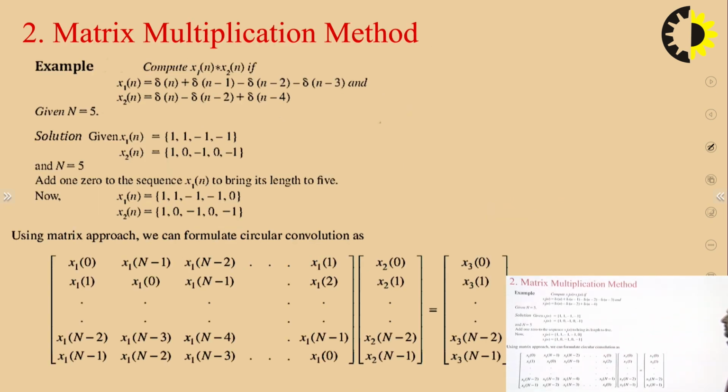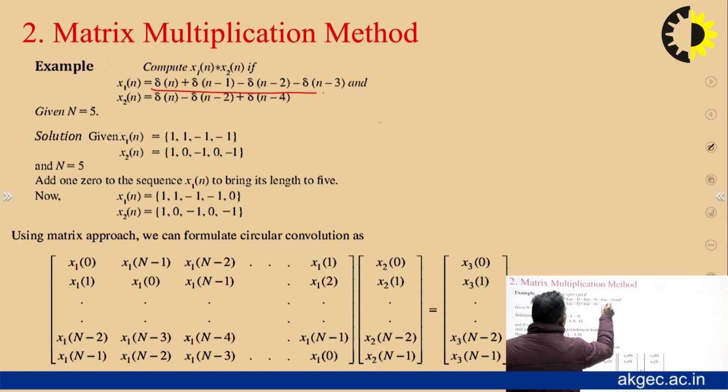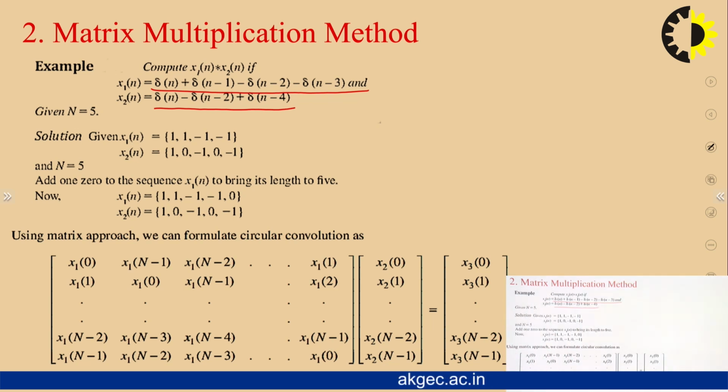Okay, the second method is the matrix multiplication method. In this case we have two sequences, x1(n) equals delta(n) plus delta(n minus 1) minus delta(n) minus delta(n minus 3), and x2(n) is delta(n) minus delta(n minus 2) plus delta(n minus 4). When you write the sequence, delta(n) is defined only at n equals 0, so you get the value 1 here.